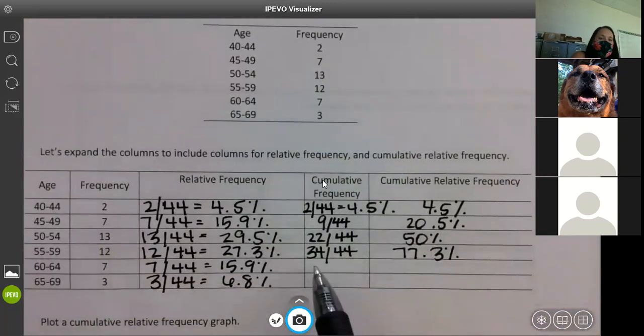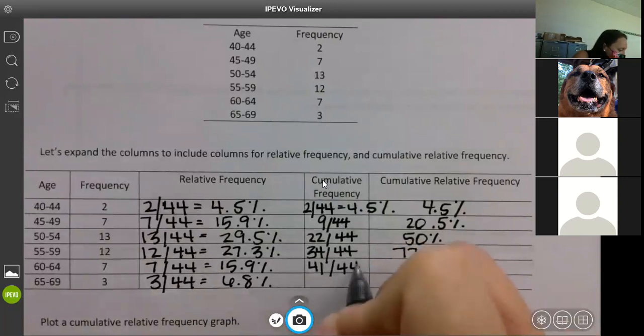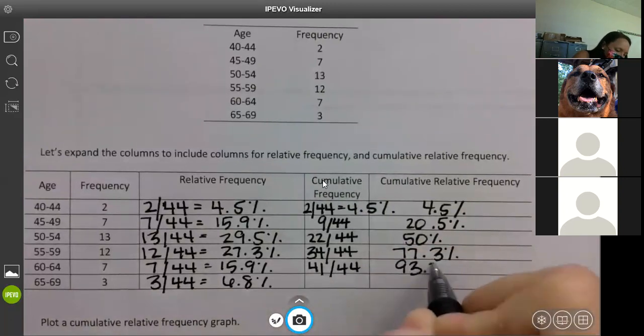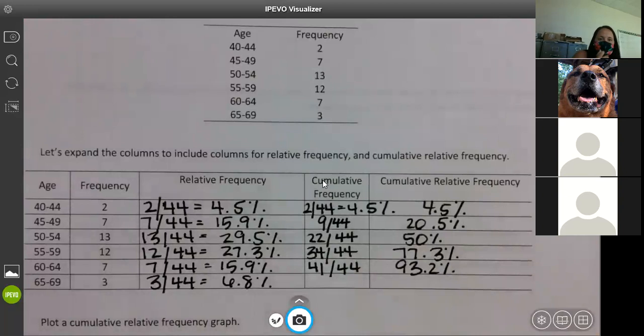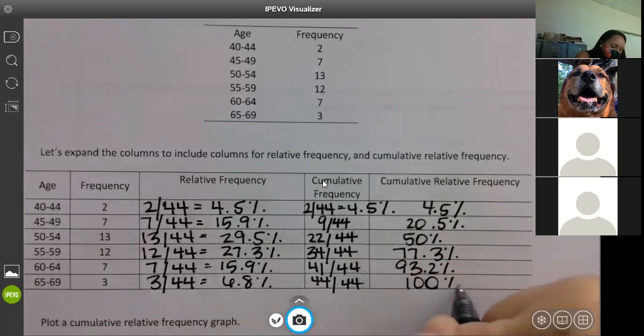The next one is going to be the 7 plus the 34 below it, 41, which gives you 93.2%. And the very last row should always be the complete total, 44 out of 44, making 100%.